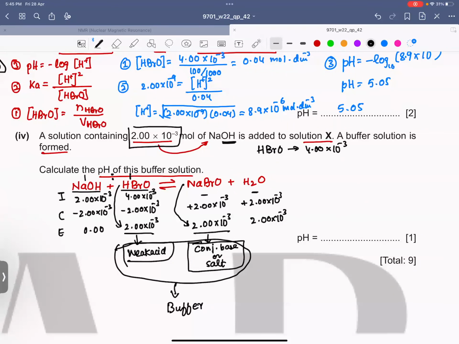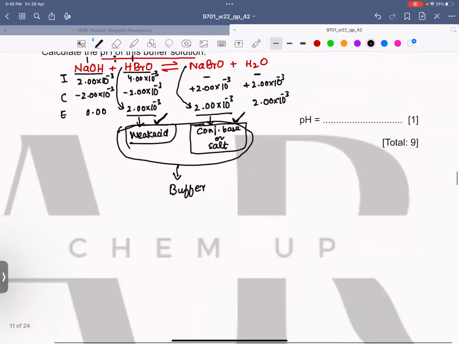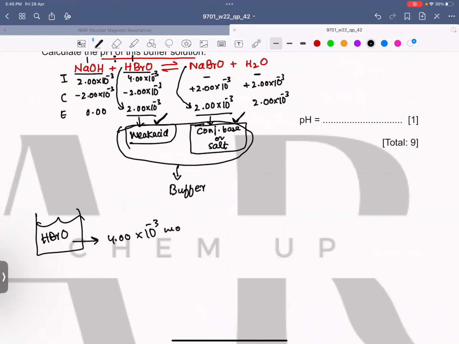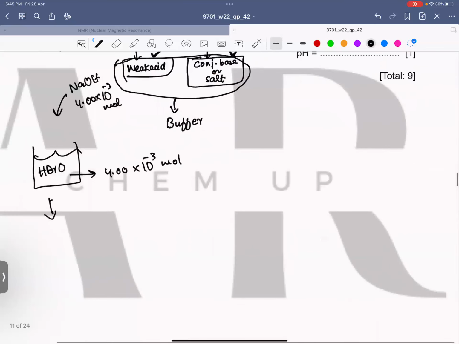So that's why I drew the ICE table, to make you all understand why we are considering it a buffer, because we are just adding the base and neutralization is taking place. But it becomes a buffer because when the reaction is finished, there is a weak acid left in the mixture and we have its salt as well. But for example, if I have a solution with an acid already present in it, 4 exponent minus 3 moles, and I put exactly 4 exponent minus 3 moles of sodium hydroxide in it, then complete neutralization would occur. In this case, no buffer would form because at the end of the reaction, we are left with the salt in the mixture. There is no acid left behind. Did you understand this?